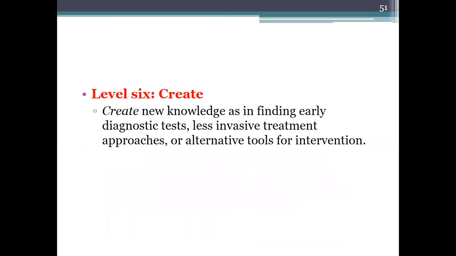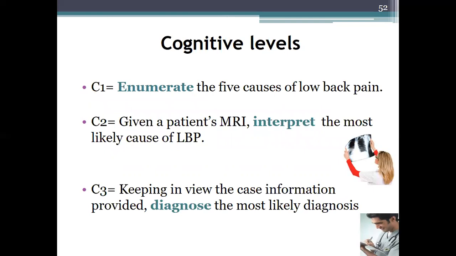And this is level 6, the last, the highest and most complex level, in which he will be able to create new concepts, new phenomena, new approaches. So create new knowledge, as in finding early diagnostic, less invasive treatment approaches and alternative tools for the intervention. These were C1, C2, C3, up to C6, but we can also have a concise method of writing the learning objectives based on this Bloom's taxonomy cognitive domain, and this is C1, C2, and C3.